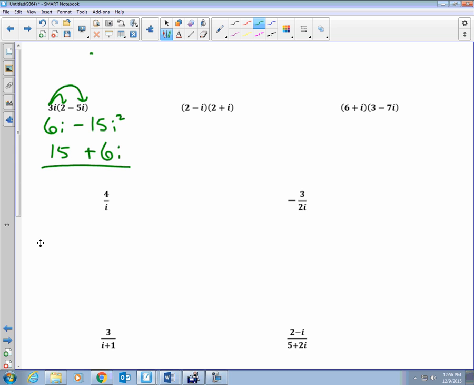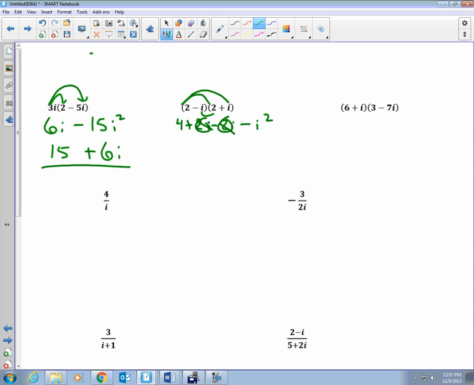What do I do with the next one? FOIL. 2 times 2, 4, 2 times i, 2i, -2i, and negative i squared. What happens to the middles? Why? What's the relationship between 2 minus i and 2 plus i? They're conjugates. Very good. So if two binomials are conjugates, you can see that the middles will always cancel.